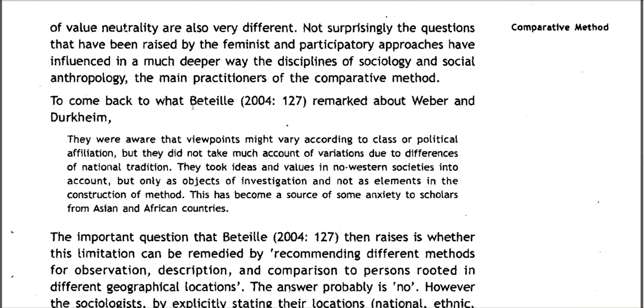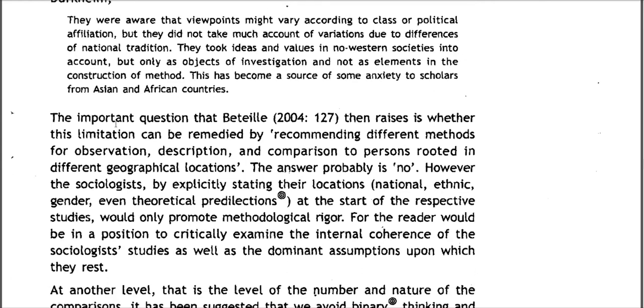To come back to what Bentley remarked about Weber and Durkheim. They were aware that viewpoints might vary according to class or political affiliation, but they did not take much account of variations due to differences of national tradition. They took the ideas and values in non-Western societies into account, but only as objects of investigation and not as an element in the construction of method. This has become a source of some anxiety to scholars from Asian and African countries.